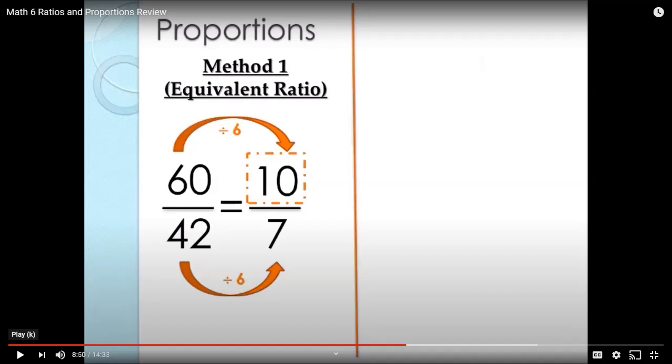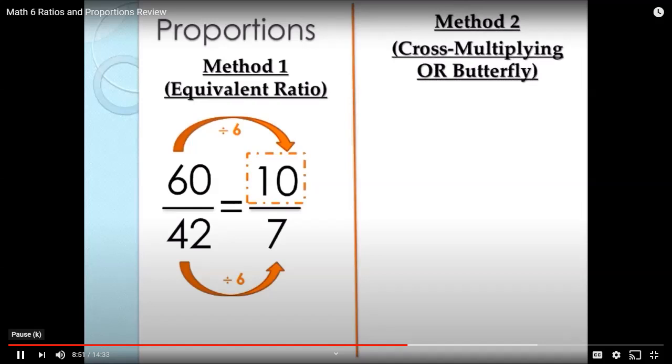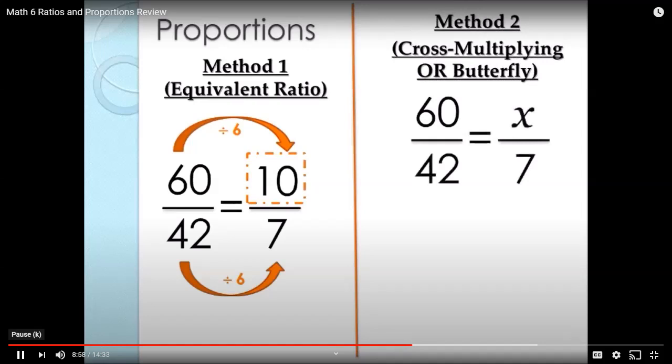Now we're going to show you the second method. Our next method is called the cross multiplying or butterfly method. We have the same fractions. However, instead of finding an equivalent ratio, we are going to cross multiply. So you're going to multiply the numbers that are across from each other. The first thing we have here is 60 and 7. So we're going to do 60 times 7 and 42 times x.